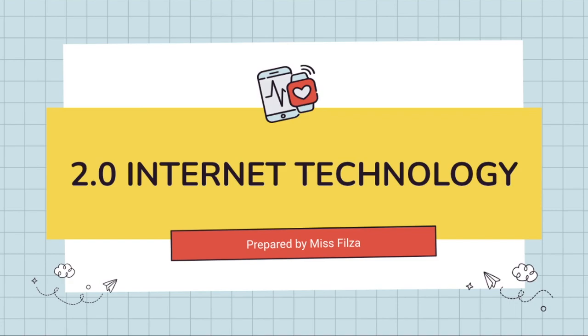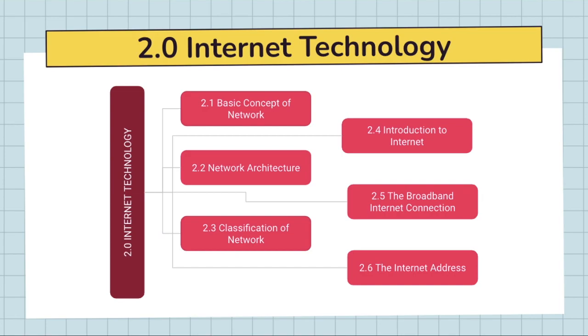So today we are going to continue our lesson for chapter 2, Internet Technology. Let's have a look at what we have learned for this chapter. We have learned 2.1 Basic Concept of Network, 2.2 Network Architecture, 2.3 Classification of Network. For this week we are going to learn the next subtopic, which is 2.4 Introduction to Internet.